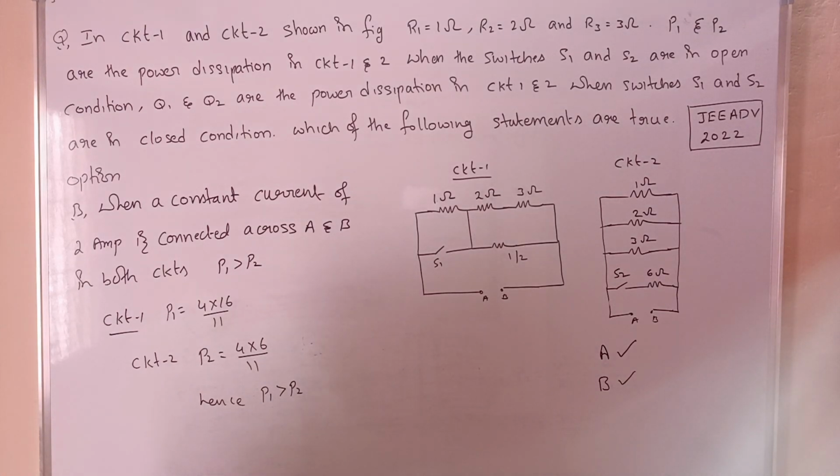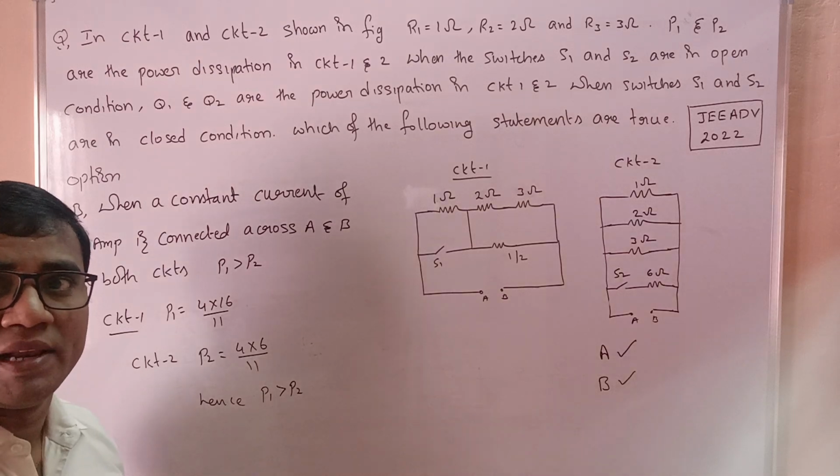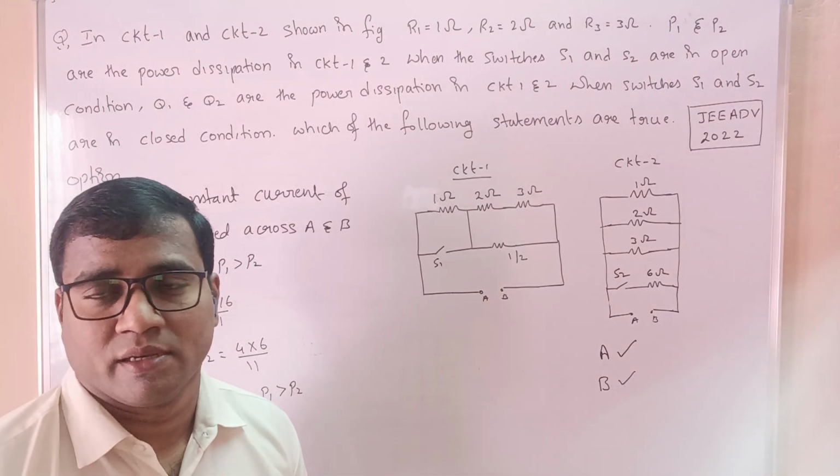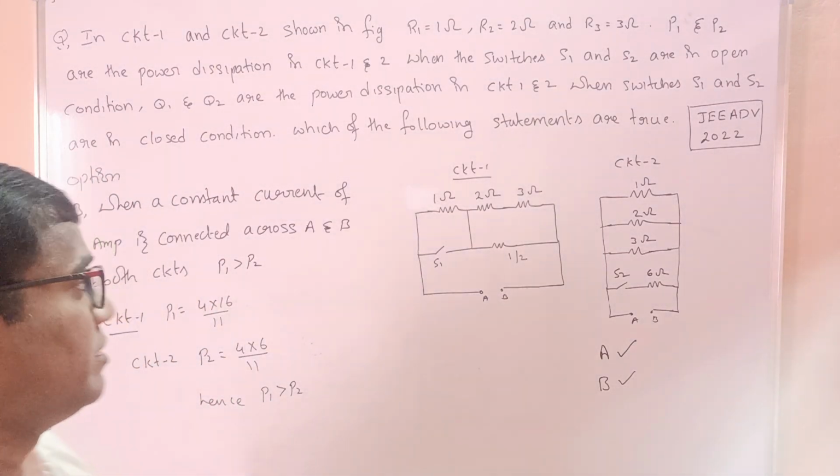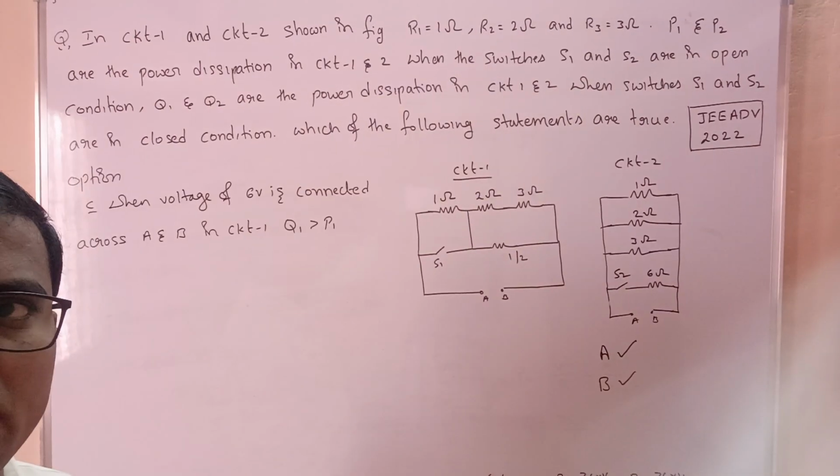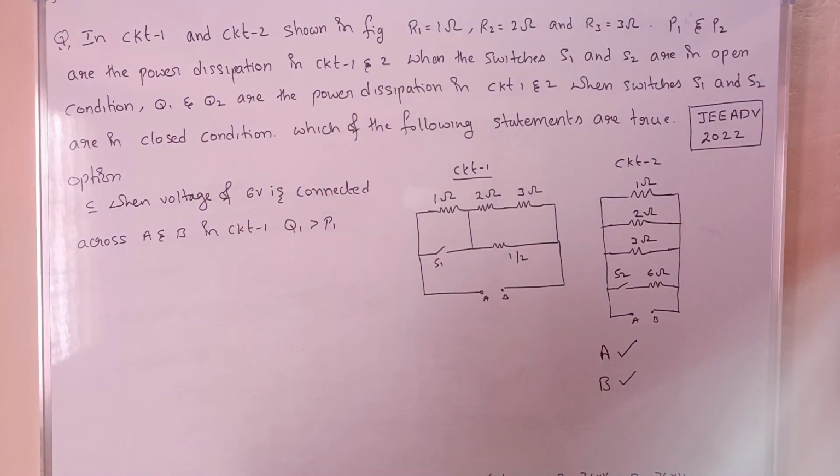Similarly, we will see for C and D also. Why? Because in advanced questions we have to check line by line. We should not leave a single option. Clear? Now we will see option C, the third option.